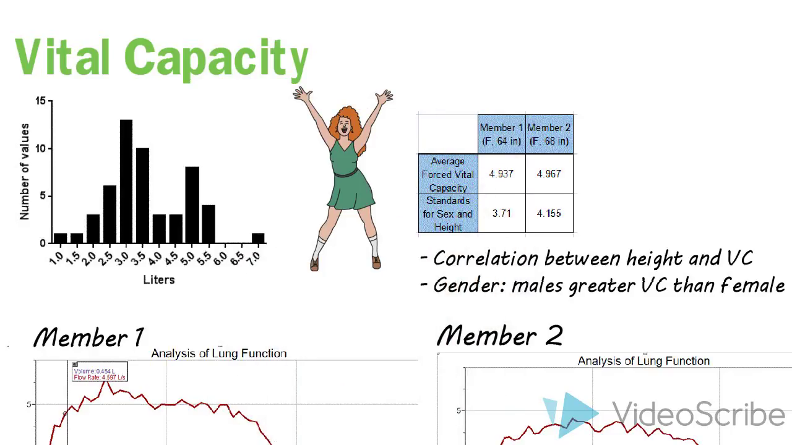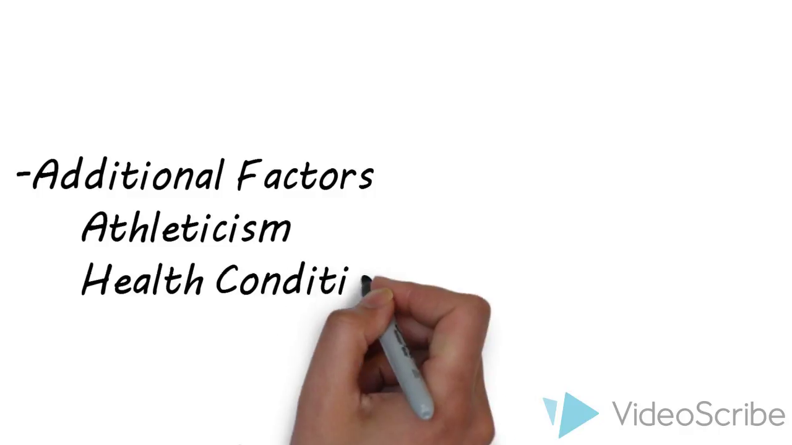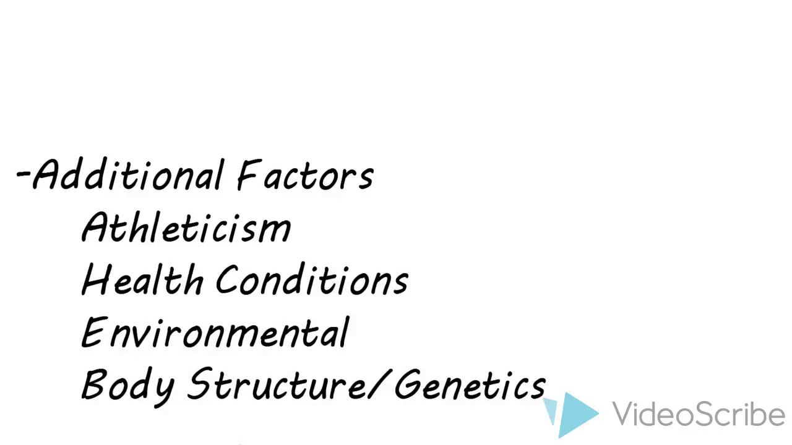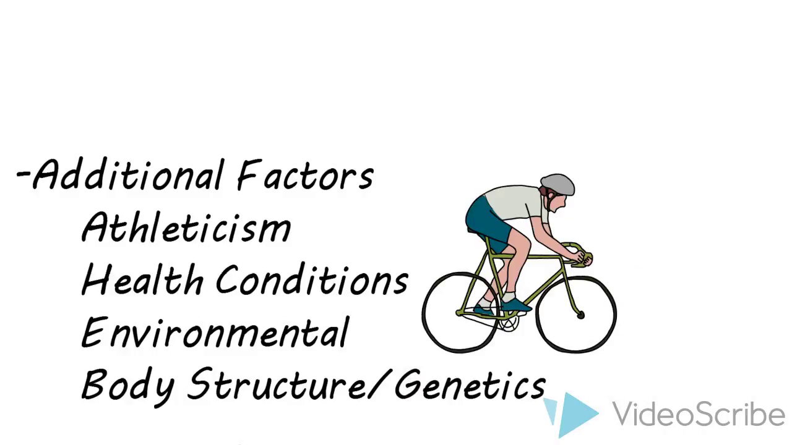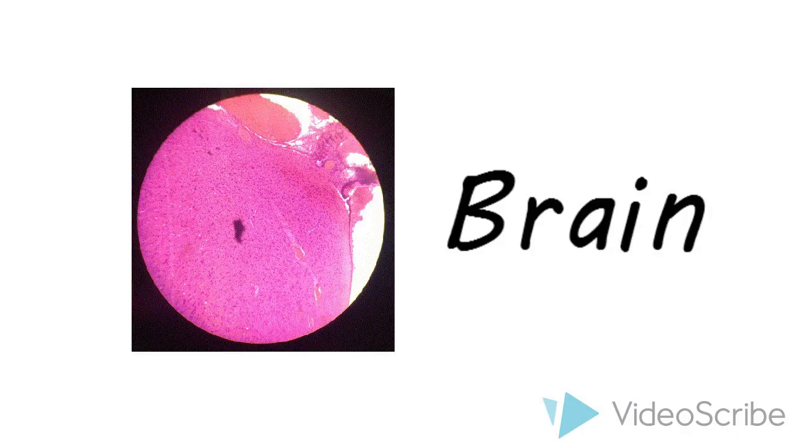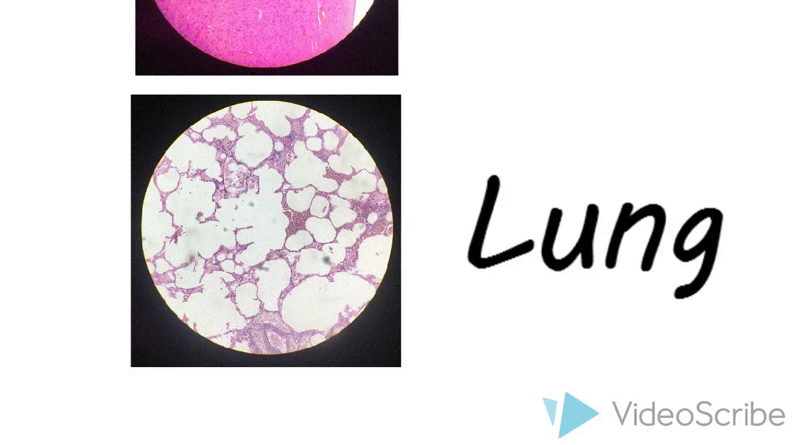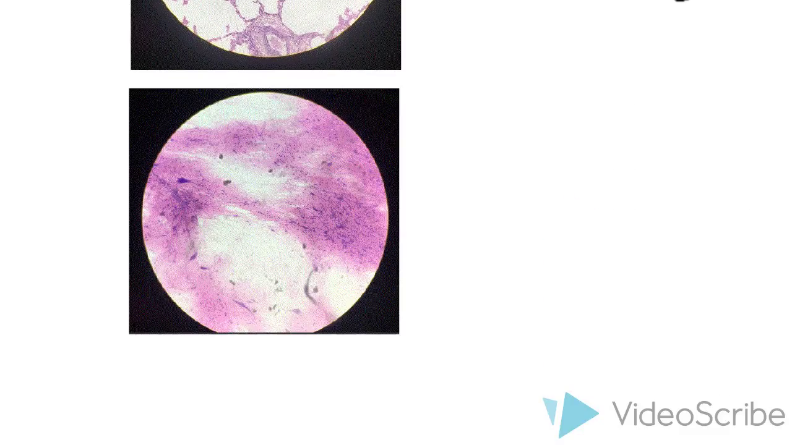We noted there is a correlation between height and vital capacity, and males have a greater vital capacity than females. Additional factors include athleticism, health conditions, environmental factors, and body structure and genetics. Next, we observed experimental slides of brain, lung, and nerve cells.